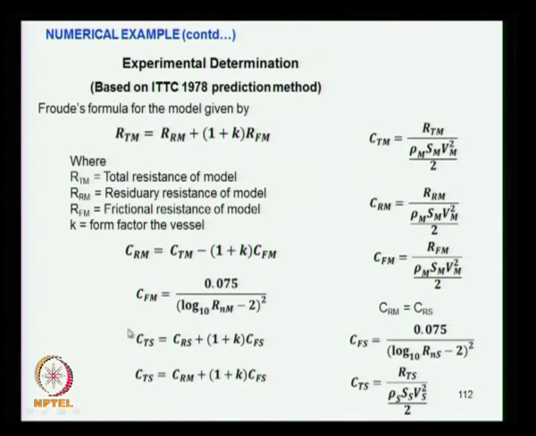So CTS, total resistance, is equal to CRS plus (1 plus K) into CFS. You can see the CFS coming from this formula, and then for CTS you put CRS equal to CRM. So you get the total resistance coefficient for the ship. To that you add the correlation elements and wind or air factors and all that.